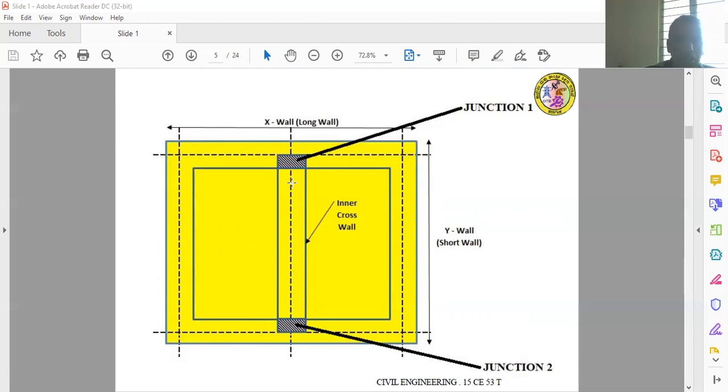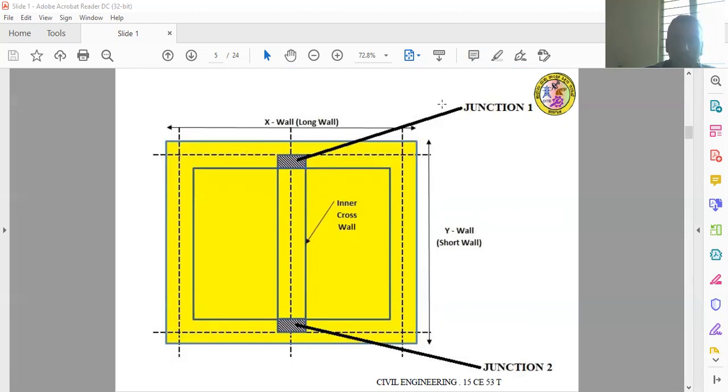Here an intermediate wall is constructed in between the two rooms. Here, this is junction 1. It is a T junction. Below, there is one more junction that is also called a T junction.